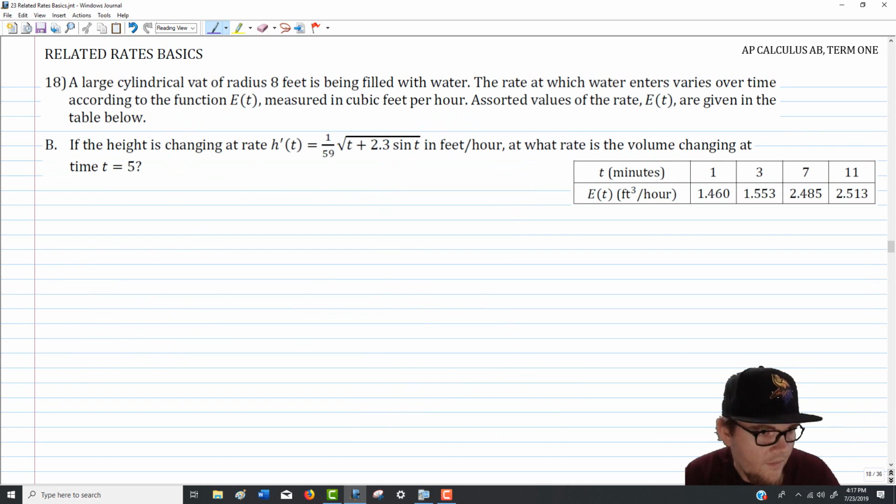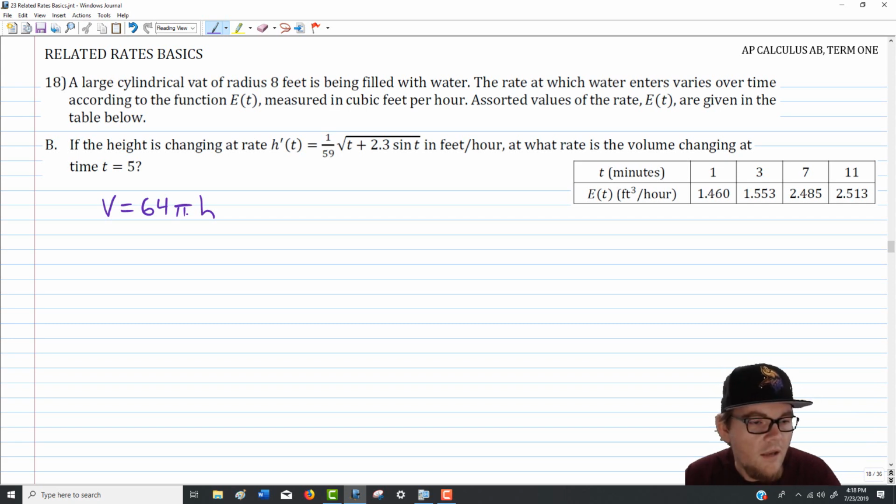18B then says, if the height is changing at rate h prime of t equals to that thing, at what rate is the volume changing at time t equals 5? So we have slightly different information this time. You can consider it as we discovered something different about the problem, or we decided to approach it from a different direction, vary something else, who knows. But basically our setup is still the same because we still have the same large cylindrical vat that has that same constant radius of 8 feet.